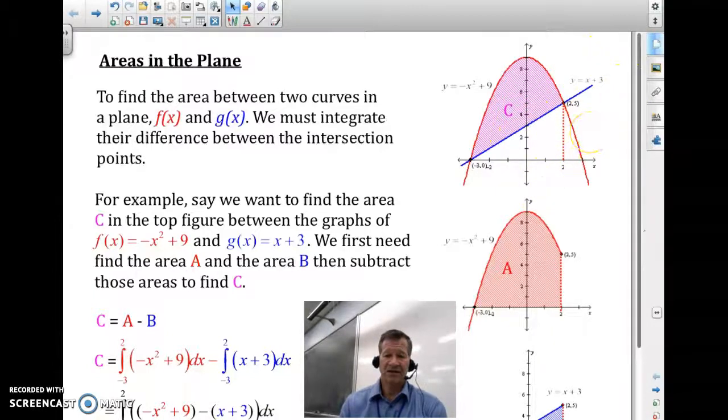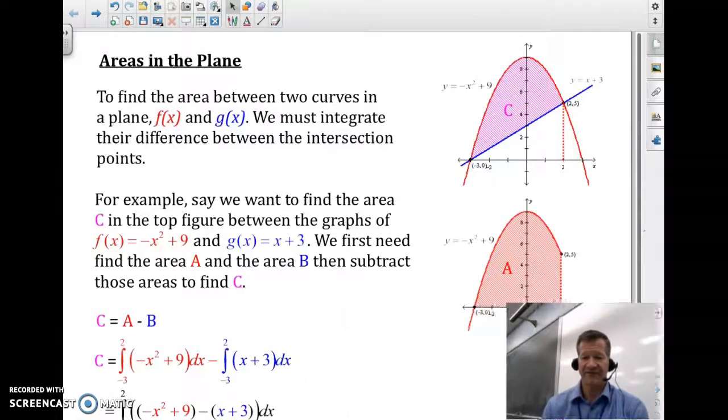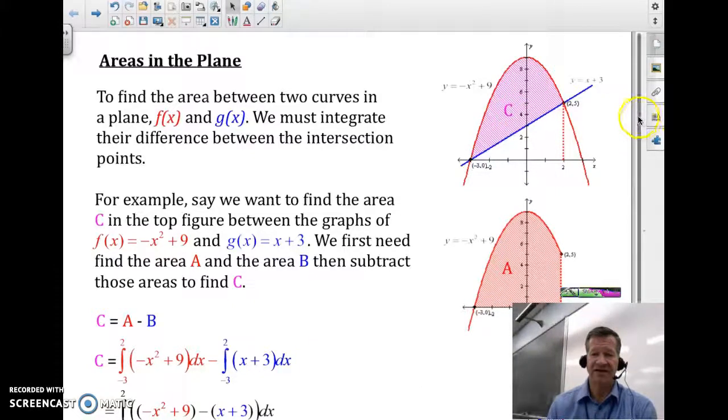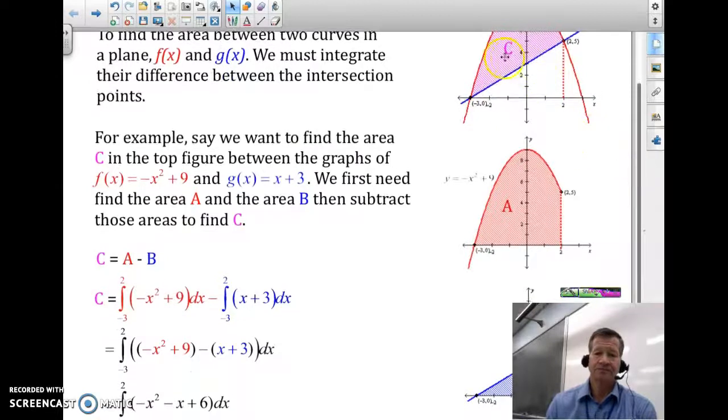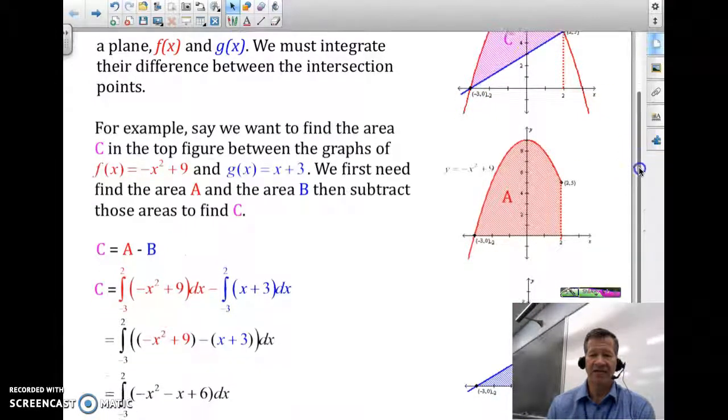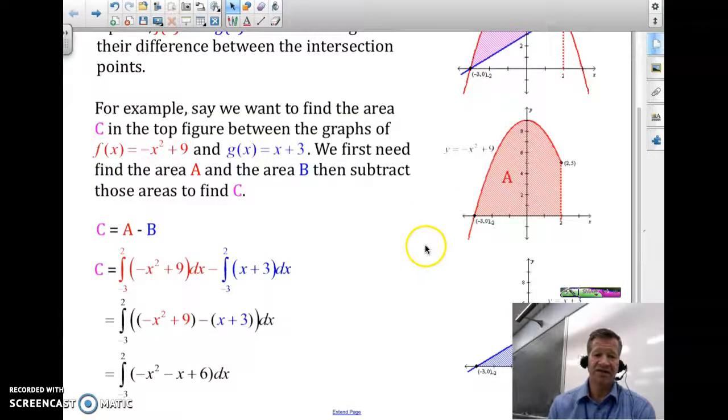So that shows us a little strategy we're going to use anytime we want to find the area between two curves, and that is to take the area under the top curve minus the area under the bottom curve. And this extends to even when functions are below the axis. If you just take the higher curve minus the lower curve, you will find the area between them.